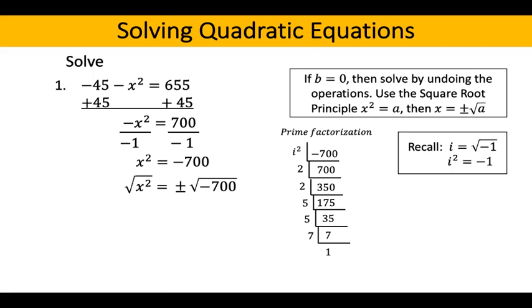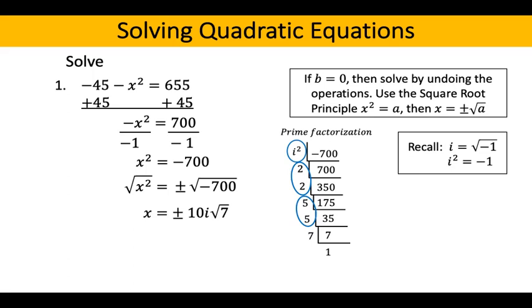We now will look for pairs of like factors. We have a pair of i's because it's i squared. We have a pair of 2's and a pair of 5's. So each of those things get to come outside of the radical. The 7 will stay inside. So our x will equal plus or minus 10i square root of 7. Remember to keep your plus or minus sign. Each pair of factors got to come outside the radical, and then the 7 had to stay inside.